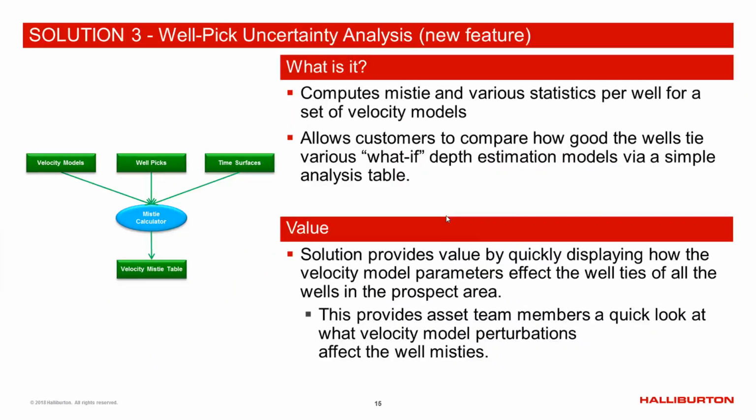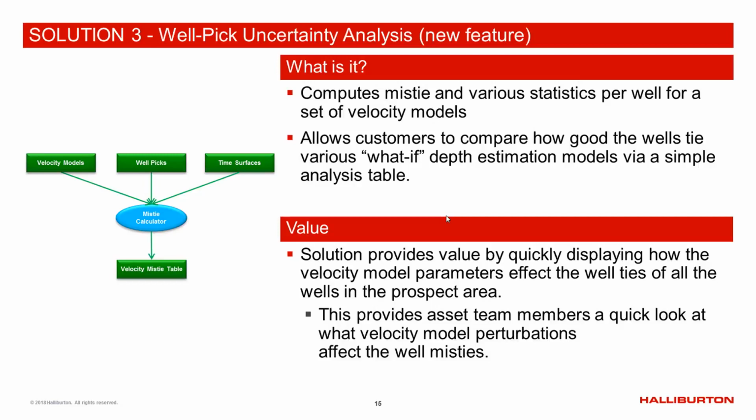Okay, the next new feature, and the second feature in the uncertainty analysis, is what we're calling well pick uncertainty analysis. This is similar to our leave-out uncertainty analysis, but instead of leaving out wells to look at the differences at each pick, what we're going to do is leave out different entire velocity models.